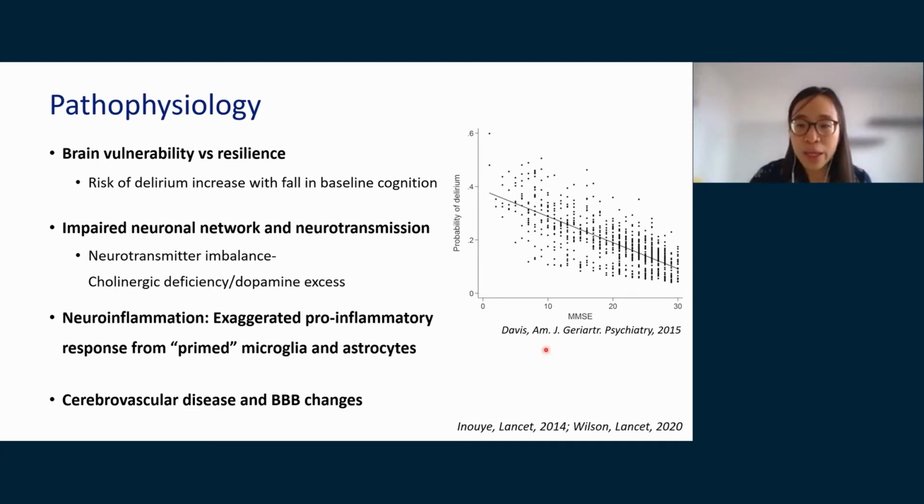Here is a graph showing that lower mini mental state examination score, which is indicative of more severe cognitive impairment, is also linked to higher probability of delirium.